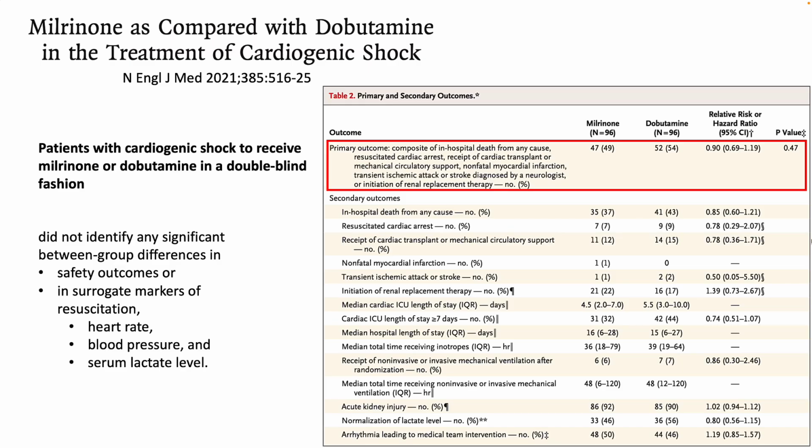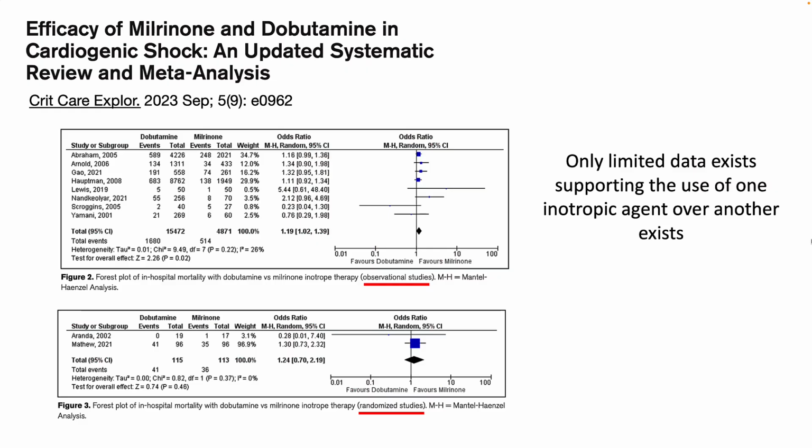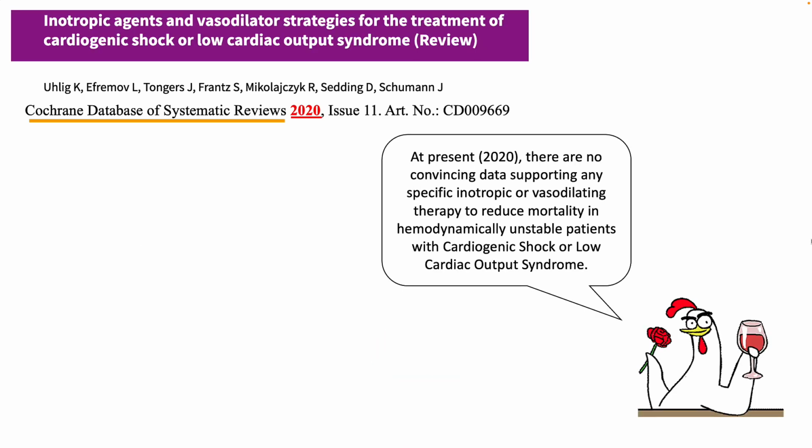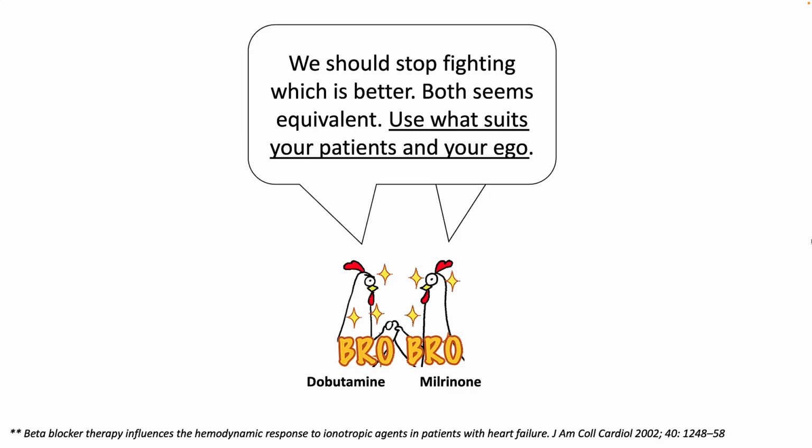However, we have a good randomized controlled trial published recently which compared milrinone with dobutamine in cardiogenic shock. They failed to see any difference in outcomes or any safety markers, for example, heart rate, blood pressure, and serum lactate level. In a recent meta-analysis, there was no difference between milrinone and dobutamine when they took observational studies or randomized controlled trials. In a Cochrane database of systematic reviews, there was no convincing data supporting any specific inotrope to reduce mortality in hemodynamically unstable patients with cardiogenic shock or low cardiac output syndrome.